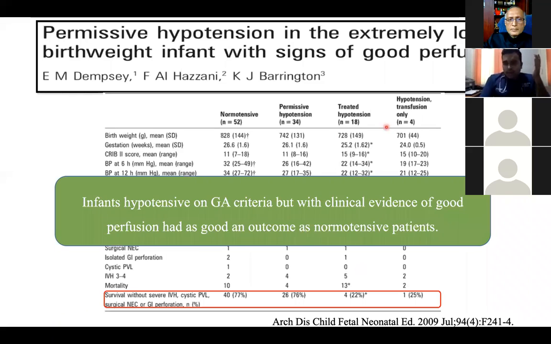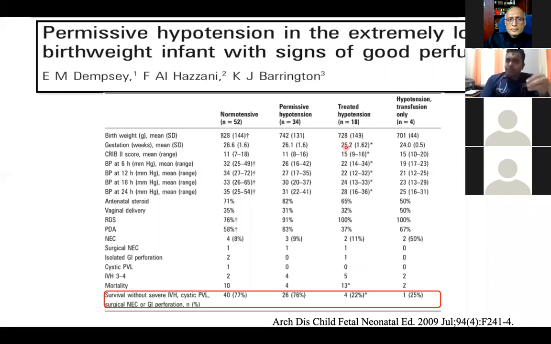So some babies, particularly extreme preterm babies, in the initial 6 to 12 hours, their BP might be less than their gestational age cutoff, but still there are no other signs of shock. Such babies, when they were followed long term, it was found that the outcome was good. So in blood pressure, you should know how to define blood pressure.